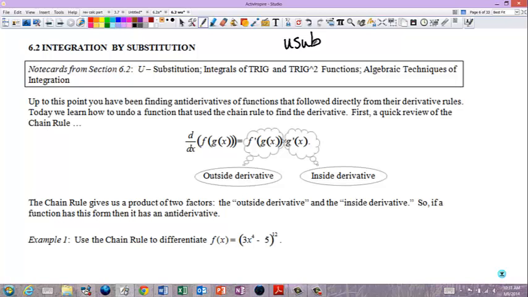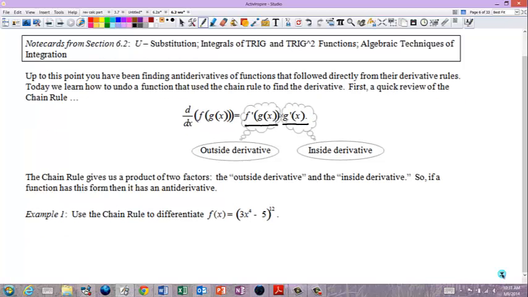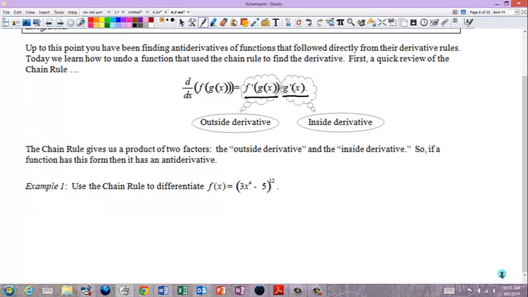Remember that the chain rule is if you have an inside function, you have to take the derivative of the outside, leave the inside alone, times the derivative of the inside. The chain rule gives us a product of two factors, the outside derivative and the inside derivative. So if a function has this form, then it has an antiderivative.